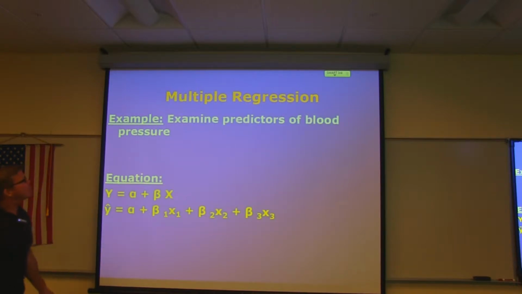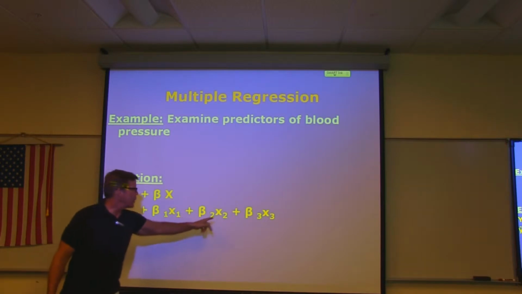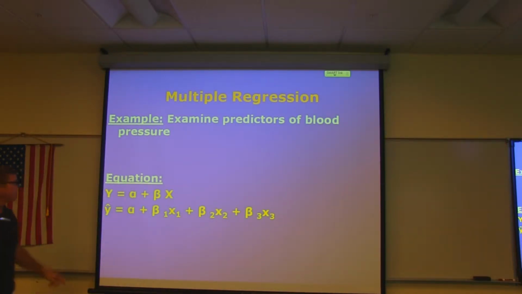We're going to look at an example here. We're going to examine the predictors of blood pressure. Now here we see the simple linear regression case. Here we see the multiple regression case. So we see that the only difference between this and this is that in this we have multiple predictors. So in this case we're going to have multiple betas.